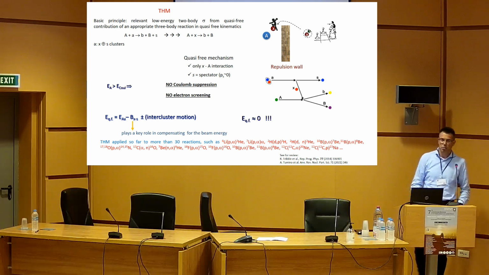S should be just a spectator in the reaction. So the reaction should be performed under the kinematical conditions that ensure that this particle S is not participating in the actual reaction. The advantages are that there is no Coulomb suppression, because essentially particle S is brought inside the Coulomb field of particle A already, inside the projectile A, and then we have the breakup of X plus S, and then there is no electron screening because we are already somehow inside.